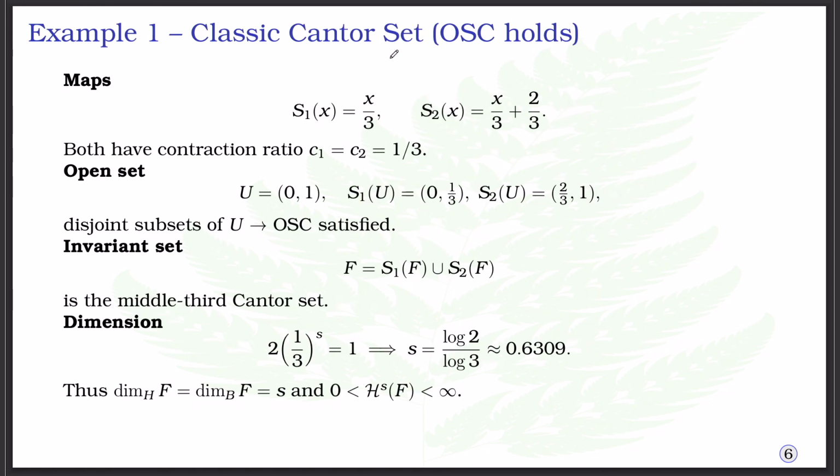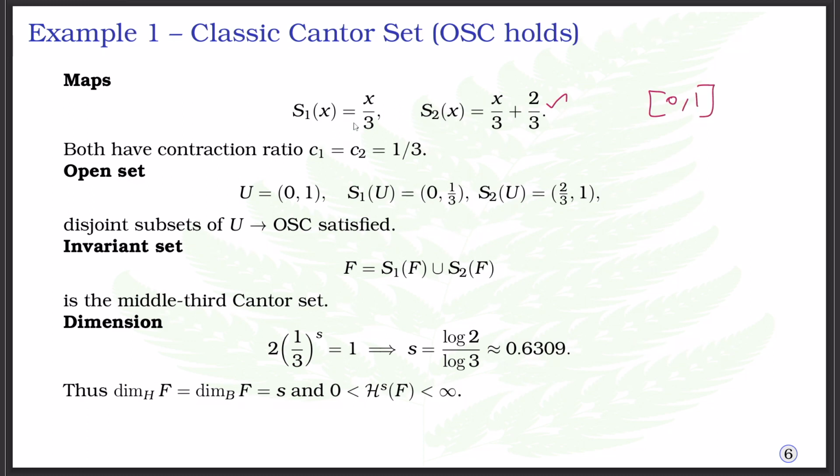Now, let us take an example for this theorem. Say S1 of x equals x by 3 and S2 of x equals x by 3 plus 2 by 3, the iterated function system to construct the Cantor set. Both have ratios c1 and c2 equal to 1 by 3. Now, we need to check whether S1 and S2 satisfy the open set condition.